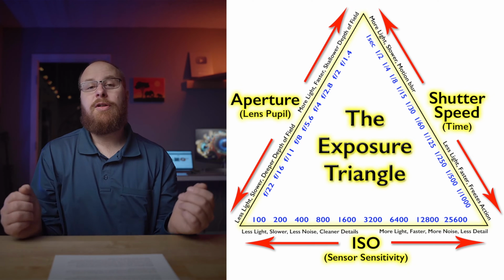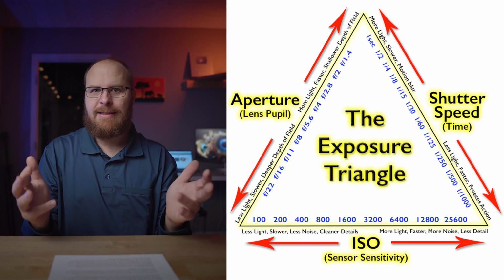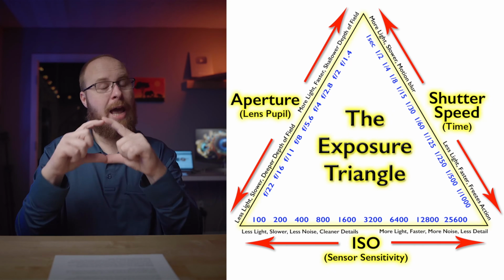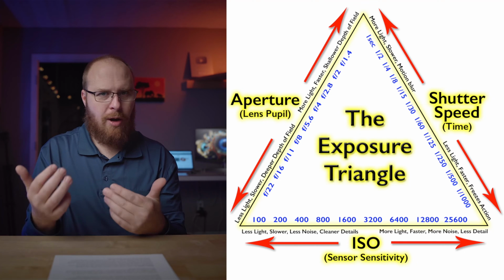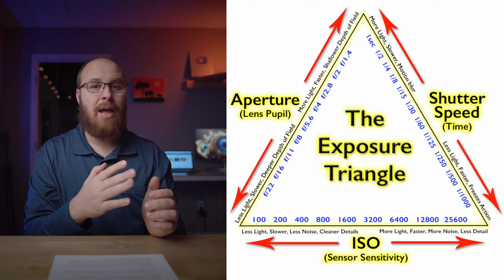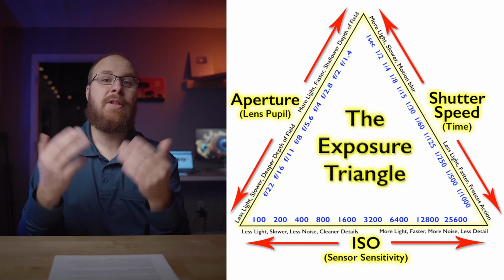So you might have heard the term fast glass, and fast glass is used to describe lenses that have fast apertures or large apertures. And again, referring to the water analogy, the reason why it's called fast is because it takes less time for the light to get into the sensor.